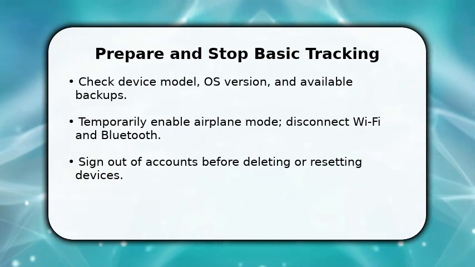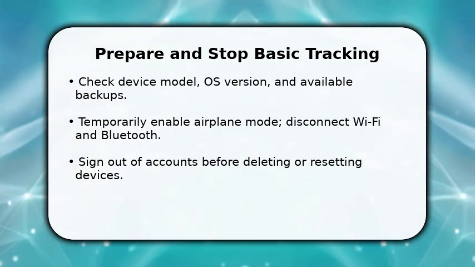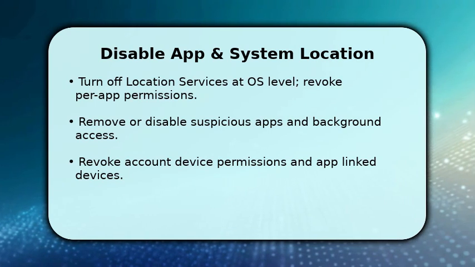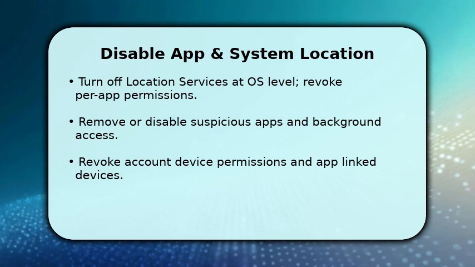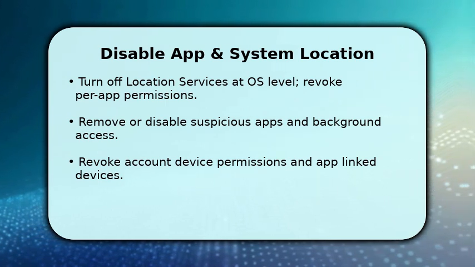Now you dive into settings. Go to Location or Privacy and turn off System Location Services to stop OS-level tracking, then immediately review each app's permissions and deny location where not needed.